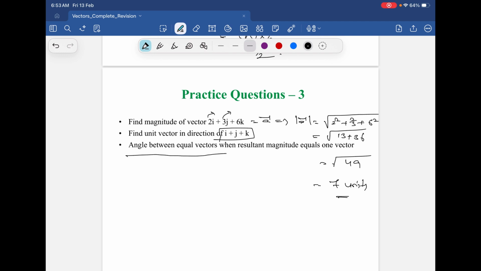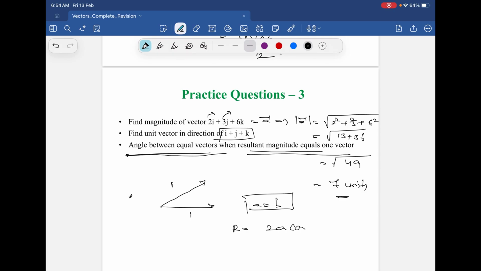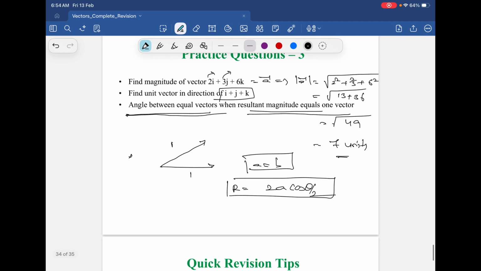Angle between equal vectors when the resultant magnitude equals one vector. See, for equal vectors, you can take any value. Say the unit vector 1 you can take, this is also an equal vector 1 you can take, or any value like 5, 10. Okay, the resultant is also 1. So already we have seen when two vectors are of equal magnitude, what is the formula for the resultant? 2a cos theta by 2. Derivation you can go back and check, we have proved it. What angle is being asked? So the resultant is also equal to them.